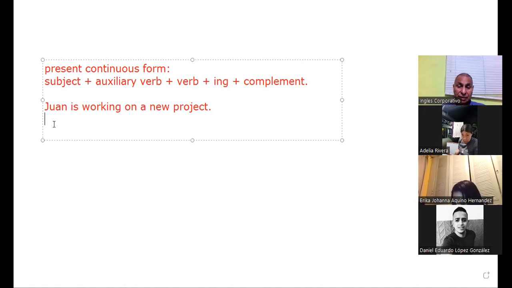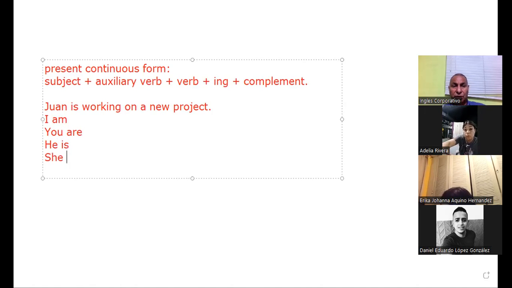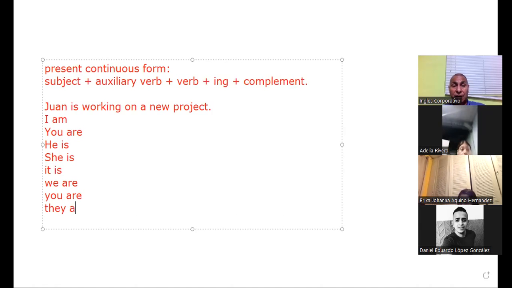Entonces, sería I am, en el caso que si lo estamos haciendo para nosotros, o you are, o he is, o she is, o it is, o we are, you are, que sería el plural, and they are. Esa sería la estructura, vea.